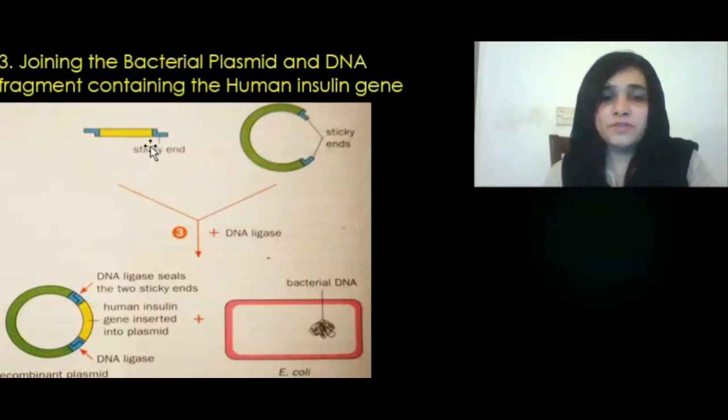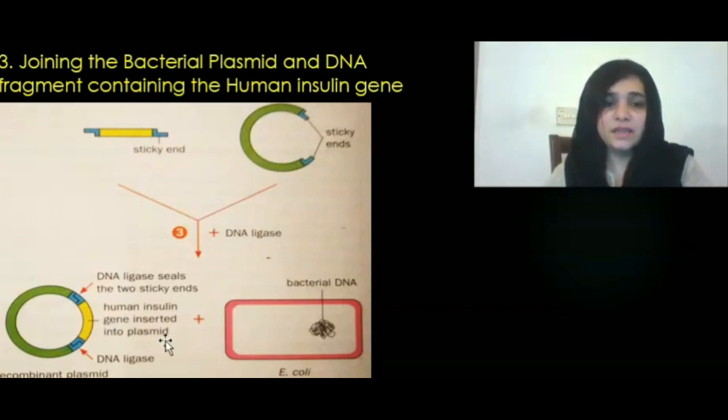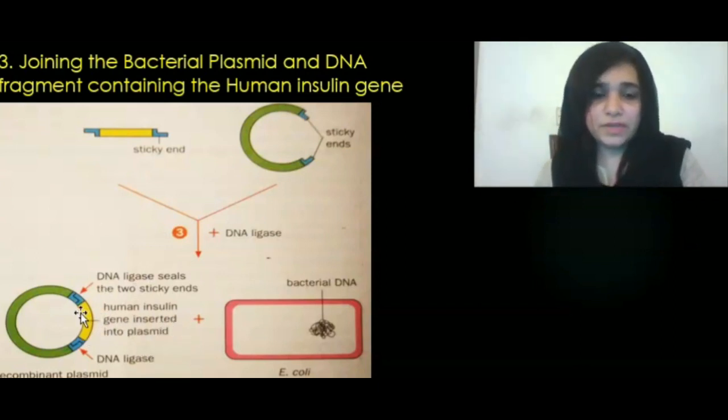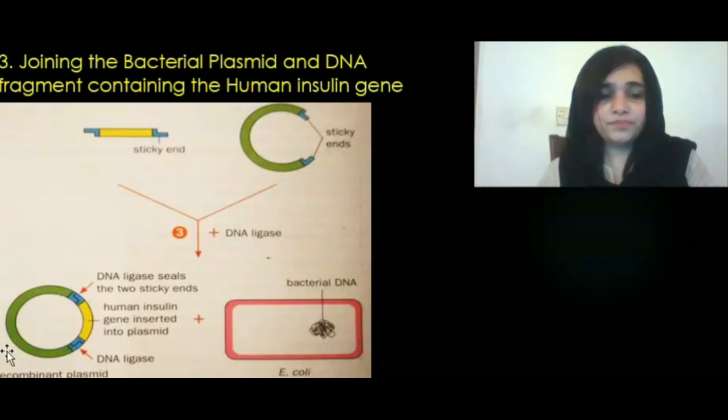After the production of the sticky ends, we are going to mix both the plasmid and the human insulin gene, and we are also going to add the DNA ligase. Now what happens? The human insulin gene is inserted into the plasmid. Here you can see the yellow one, the sticky ends of the human insulin gene, and this green one is the bacterial plasmid. DNA ligase seals the two sticky ends. You can see here the DNA ligase.